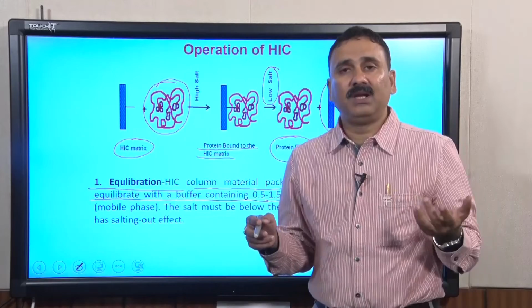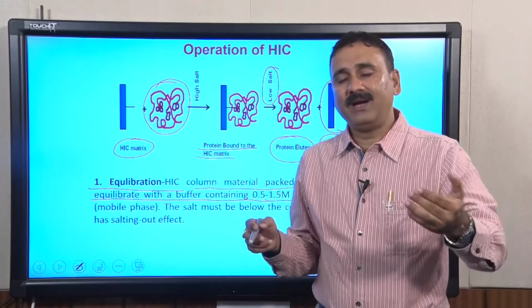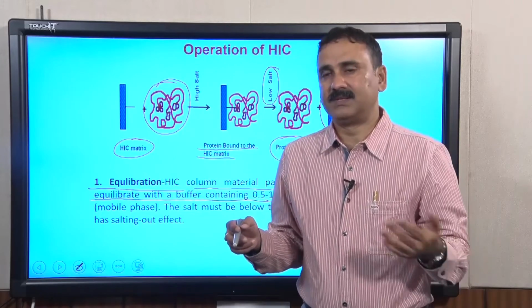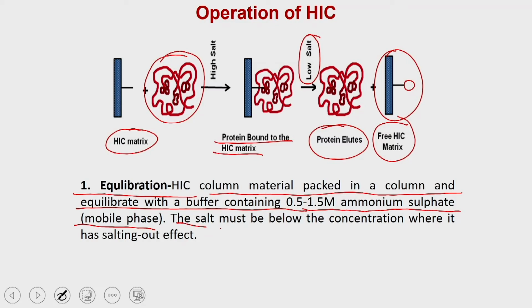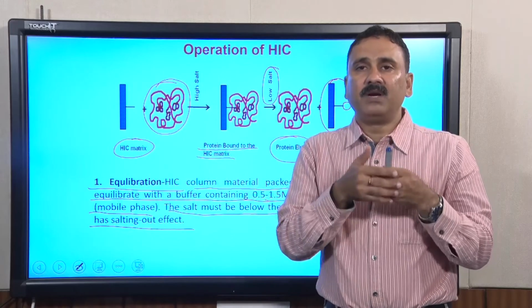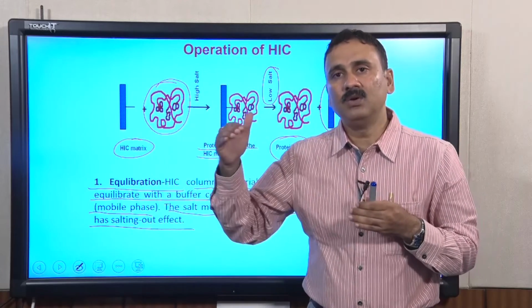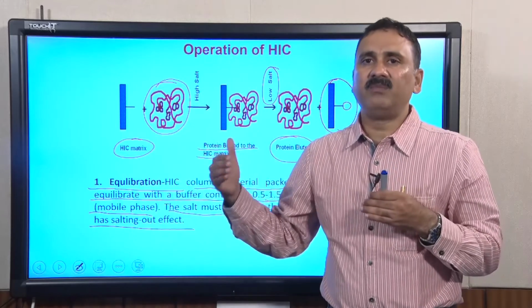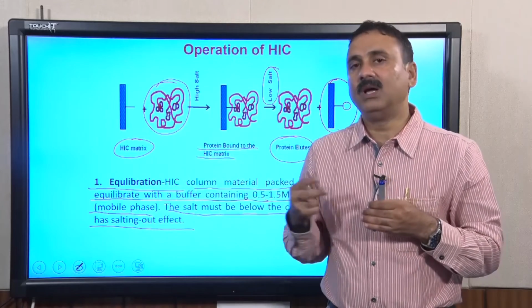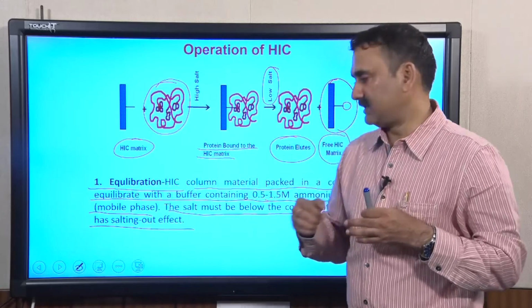If you use NaCl or KCl, you might have to add a higher concentration of these salts compared to ammonium sulphate. As a mobile phase, the salt must be below the concentration where it has the salting out effect, which means it should not precipitate or aggregate the protein. So, you have to use a high concentration of ammonium sulphate, but it should not be so high that it precipitates the protein, because otherwise the protein will not be available for making an interaction with the ligands present on the beads.